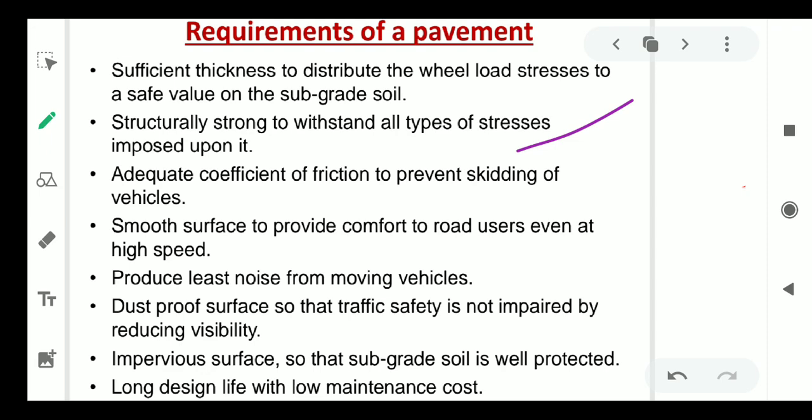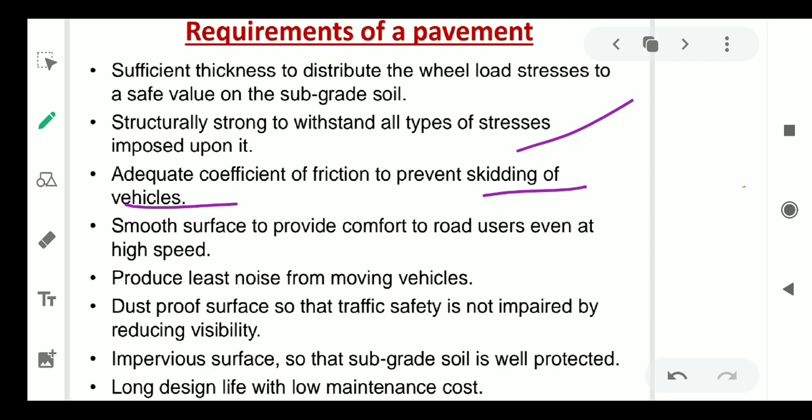Okay, another one is adequate coefficient of friction to prevent skidding of the vehicles. There is a contact between the tire and the road surface which allows the vehicle to move safely without skidding. So the pavement surface should not be too smooth, so that there is no skidding of vehicles. Right.